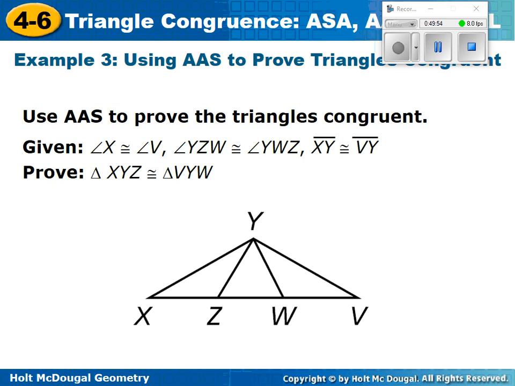Because a proof is all about backing every single step up with a theorem. It's not about getting to a final answer. Every single thing has to have a way to prove it. Okay? Next, we had another linear pair, angle VWY and angle ZWY are a linear pair.